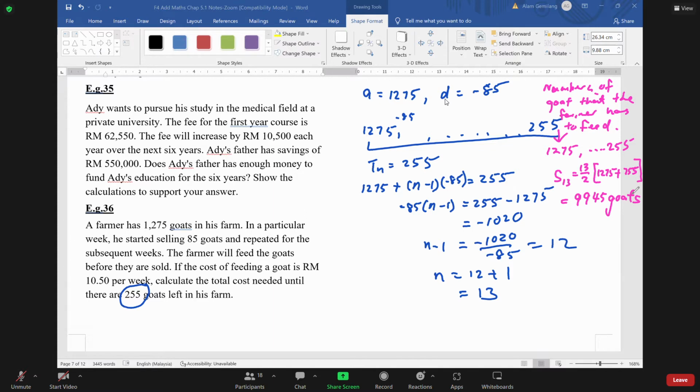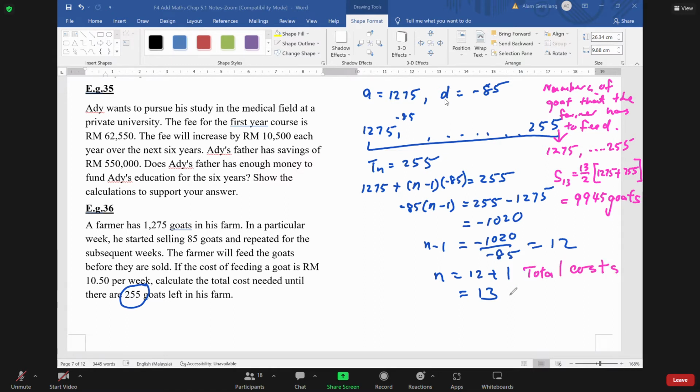Okay. For the 13 weeks, all together. So one goat is 10,000. One goat is 10 ringgit 50 cents. Right? So that means you find total cost. So total cost is what?